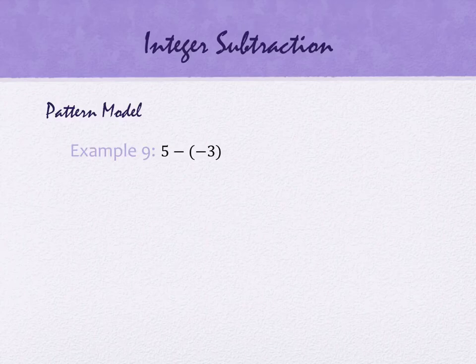So when we're working with the pattern model, typically what we want to do is start with something that we know how to do with whole numbers already. For example, 5 minus 2, those are both whole numbers. We know 5 minus 2, it's 3.